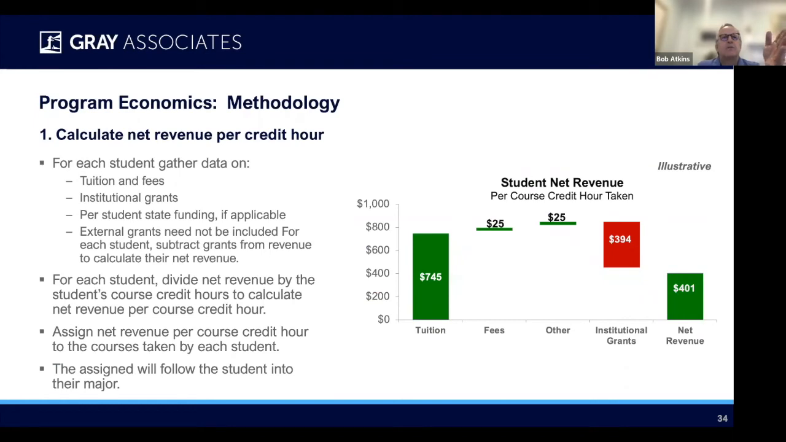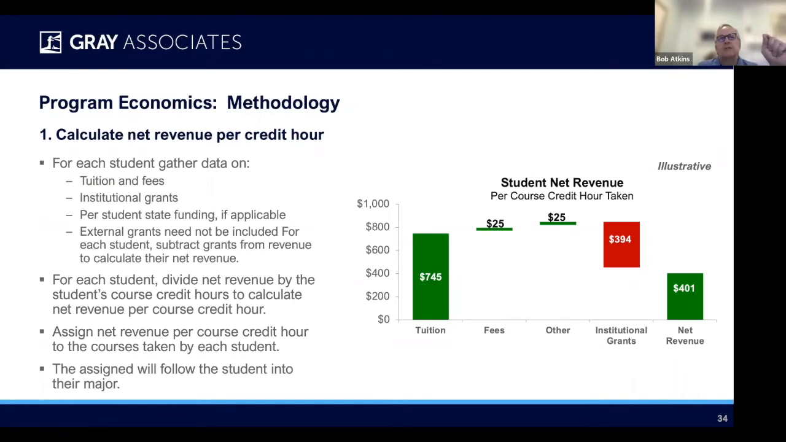So I mentioned revenue. Several buckets here that you want to keep in mind. We want to think about the tuition the student actually was charged, the rack rate tuition, the fees that they have been charged, and any other revenue that you may be getting from that student. Now, if you're a public institution, you also want to add in any per student funding you get from the state as part of the revenue per student.